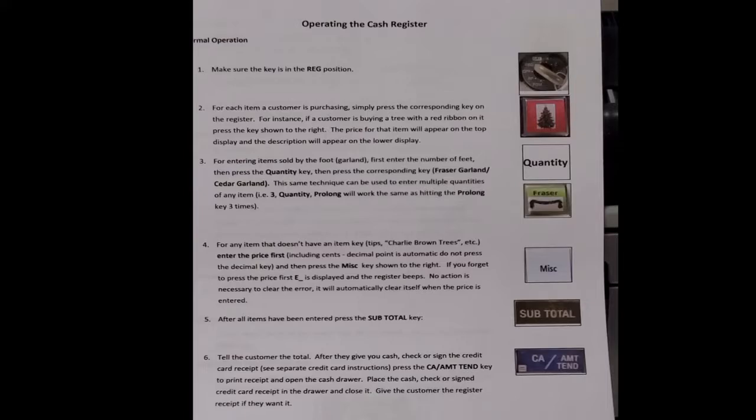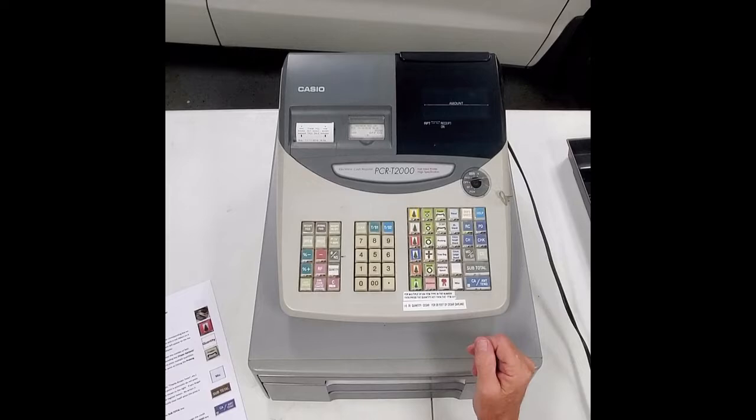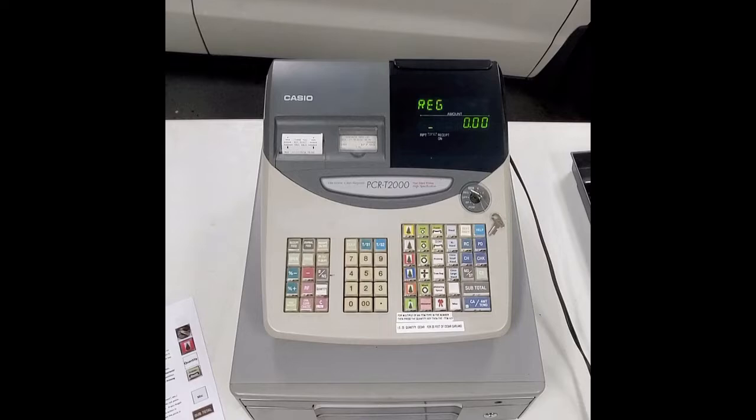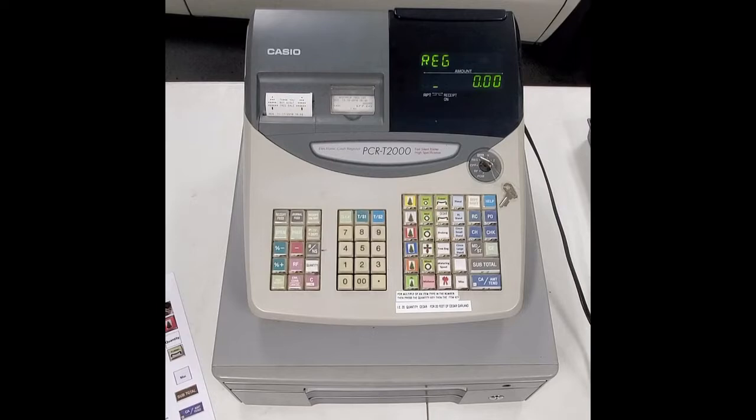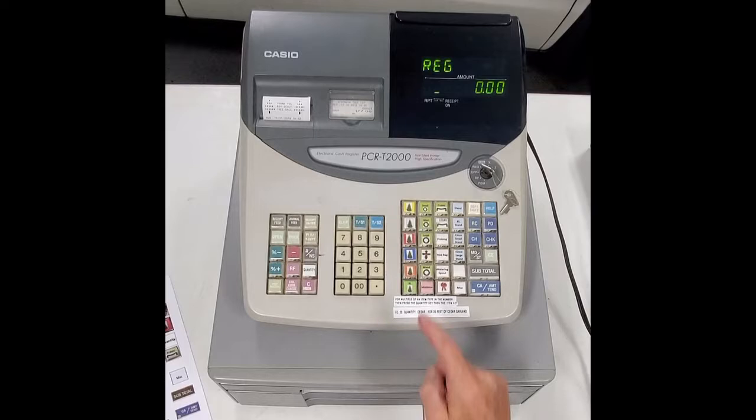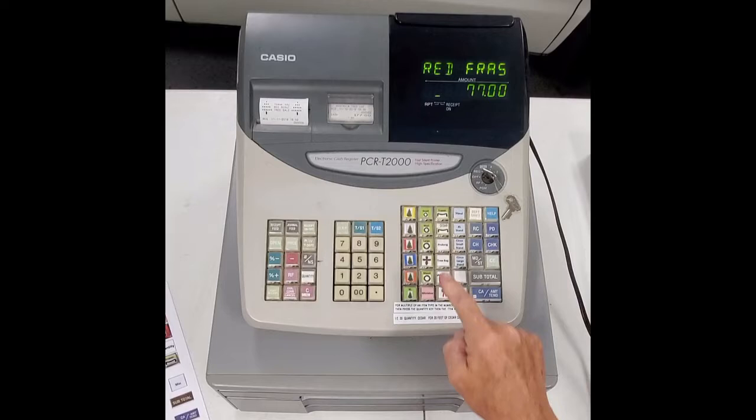The first step in operating the Casio cash register is to turn the key to the register position. For each item that a customer is purchasing, simply press the corresponding key on the register. For instance, if a customer is buying a red freezer, simply press the red freezer key. If they're buying a large wreath, press the large wreath key.